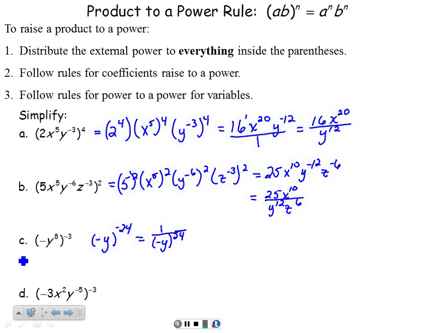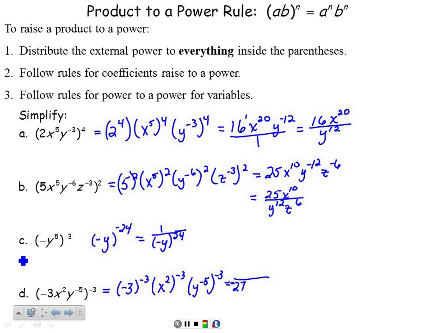All right, letter D. Everything gets raised to the negative 3 power. So we have negative 3 raised to the negative 3 power, x to the 2nd raised to the negative 3 power, and y to the negative 5th raised to the negative 3 power. And so negative 3 to the negative 3 power is going to be 1 over 27, or negative 27 to the positive 3 power.